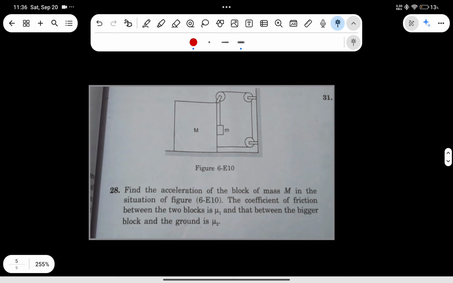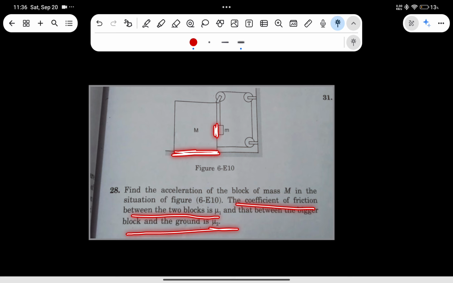As you can see, the problem suggests that both of the surfaces, between the ground and the block and between the two blocks, have friction. So let's say this was friction 1, this friction 2. It has mu1 as the coefficient of friction, and it has mu2 as the coefficient of friction.